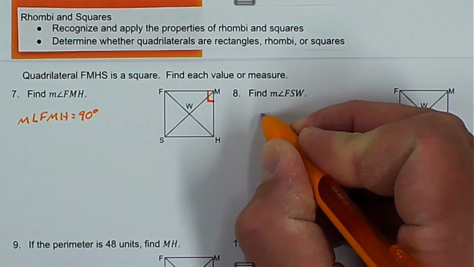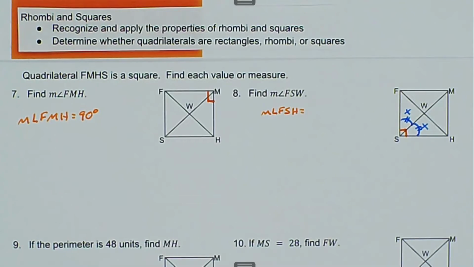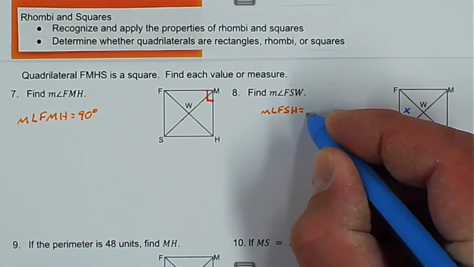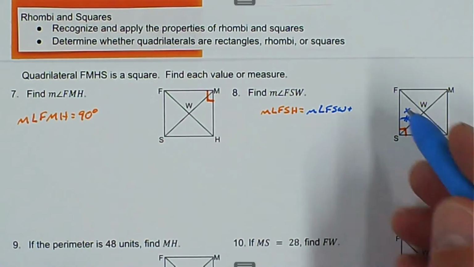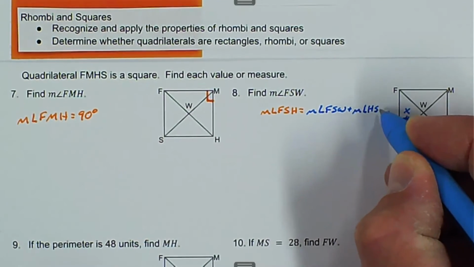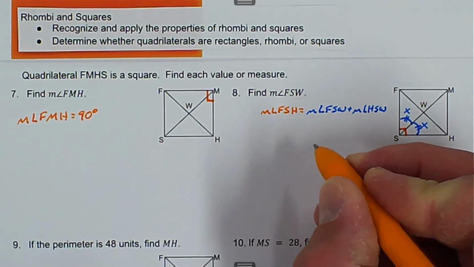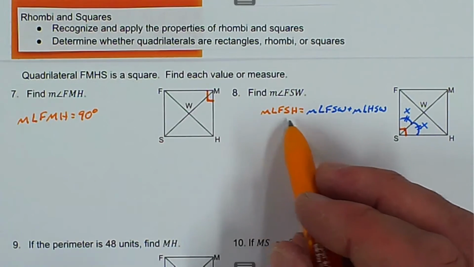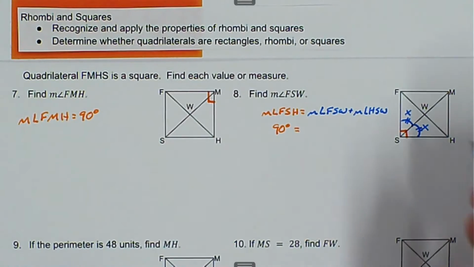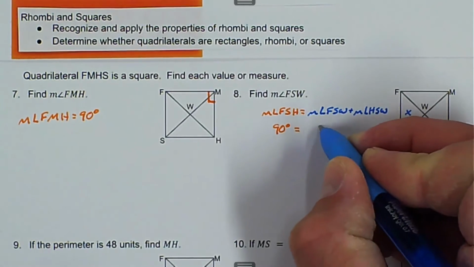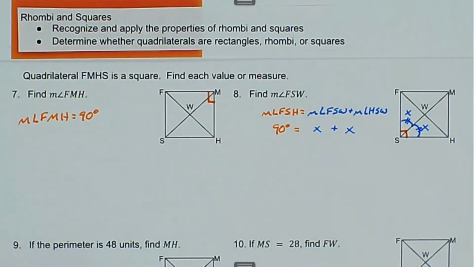FSH, the measure of angle FSH, is equal to those two angles added together. So one was FSW plus the other one is HSW. Now we can substitute in the values that we know. We know that the measure of angle FSH is 90 degrees. And then we said that the other two values are going to be x. So FSW is x, and HSW is also x.